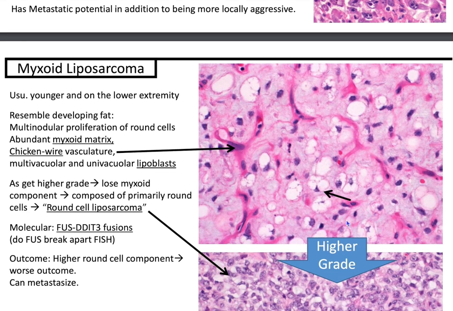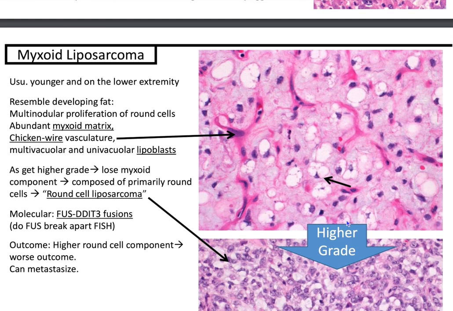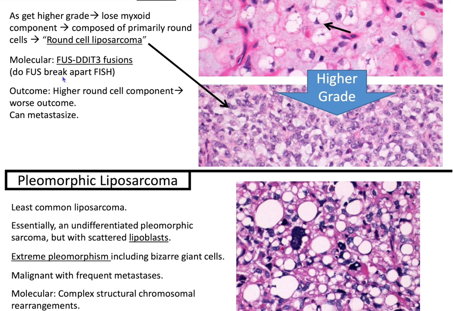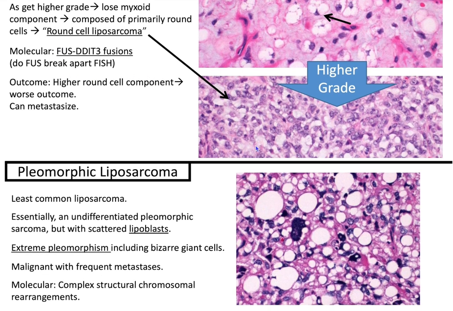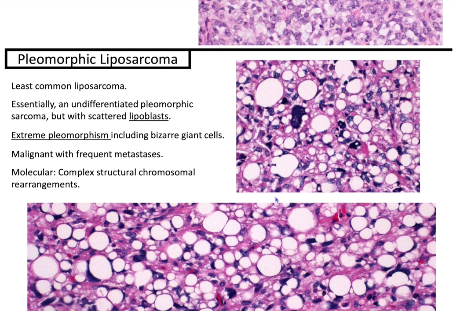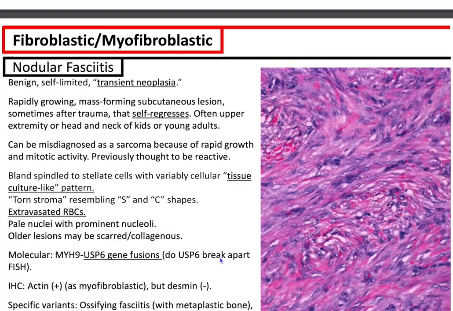Myxoid liposarcoma, usually younger, you'll have this myxoid matrix, chicken wire vasculature, and if it loses the myxoid component, you want to think about higher grade myxoid liposarcoma. Defined by a 12;16 FUS-DDIT3 fusion. Pleomorphic liposarcoma, it's like an undifferentiated pleomorphic sarcoma, but it has the scattered lipoblasts and a line of differentiation.